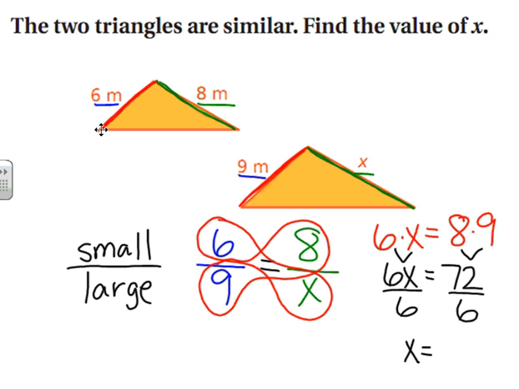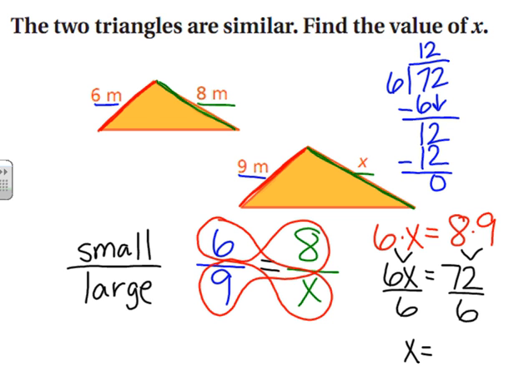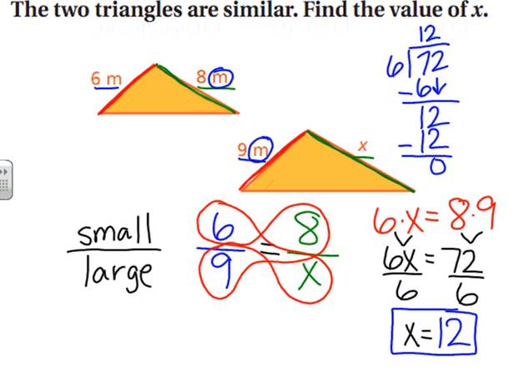Now this is where if you need to work something out off to the side, you can. 72 divided by 6. 6 goes into 7 one time. And 6 goes into 12 two times. So we can see that x equals 12 is our final answer. Now because it had meters as a side length measurement, we're going to make sure that we label meters down here as well. So our final answer is x equals 12 meters.